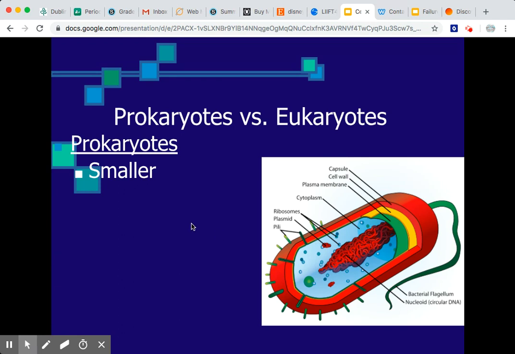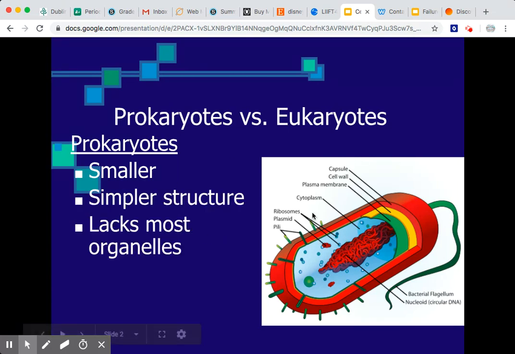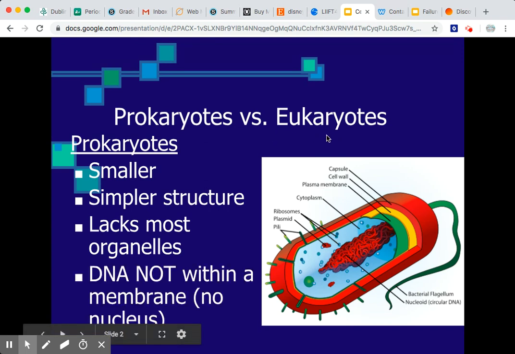So again, to recap, these are all things that you should know. And if you don't, I would suggest that you write them down. These tend to be smaller in size than their counterparts, eukaryotes. They have simpler structures, and by that I mean they lack most of the organelles that you're going to see or have seen in eukaryotes. The DNA for these cells does not have a membrane, so they don't have a nucleus per se, but they do have genetic material.